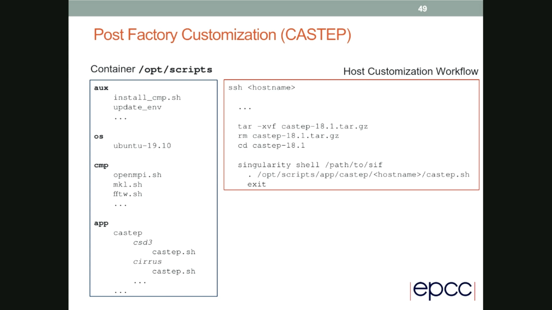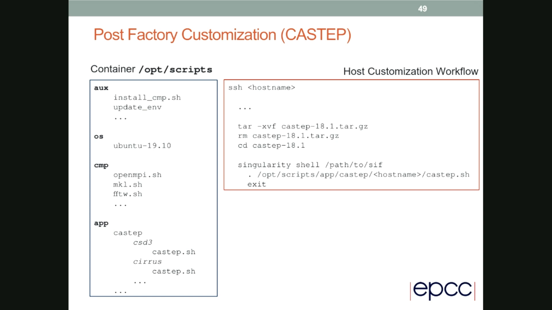So the script that I would have within the CSD3 folder would do something like this. This is the workflow I would run through on the CSD3 machine, not the script that's within the container. So I would SSH onto CSD3. I would unpack my CASTEP source code in a folder of my home directory. I would then shell into my Singularity container using the image file, which I've uploaded from the factory previously.